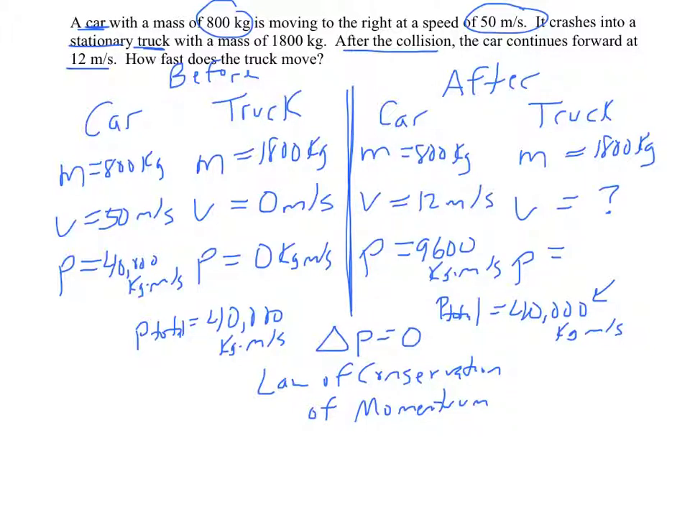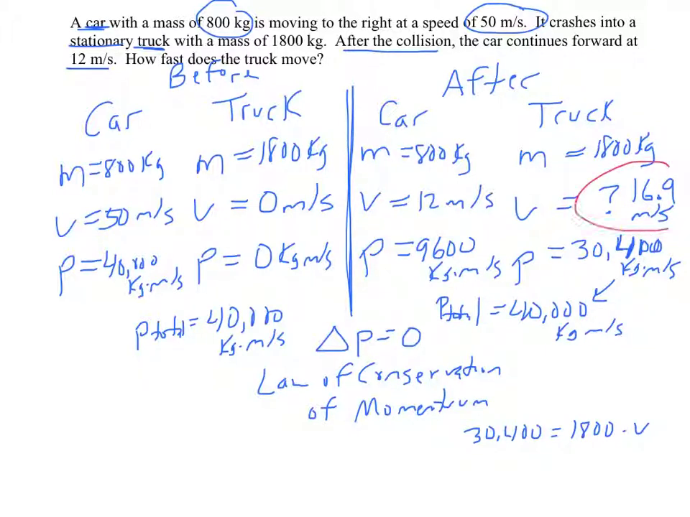The truck must have 30,400 kilogram meters per second. So the truck gained most of the momentum from the car. So we can fill that in. And now it's just a matter of finding its velocity. So we say 30,400 equals 1,800 times v. And we can divide those and find the velocity of the truck. So after getting hit by the car, the truck will be going about 16.9 meters per second. And that is basically how we go about doing this.